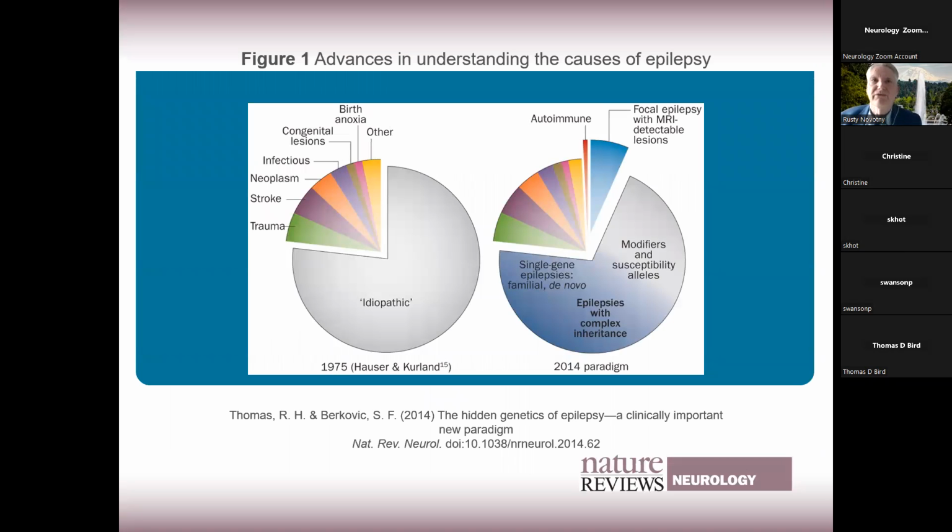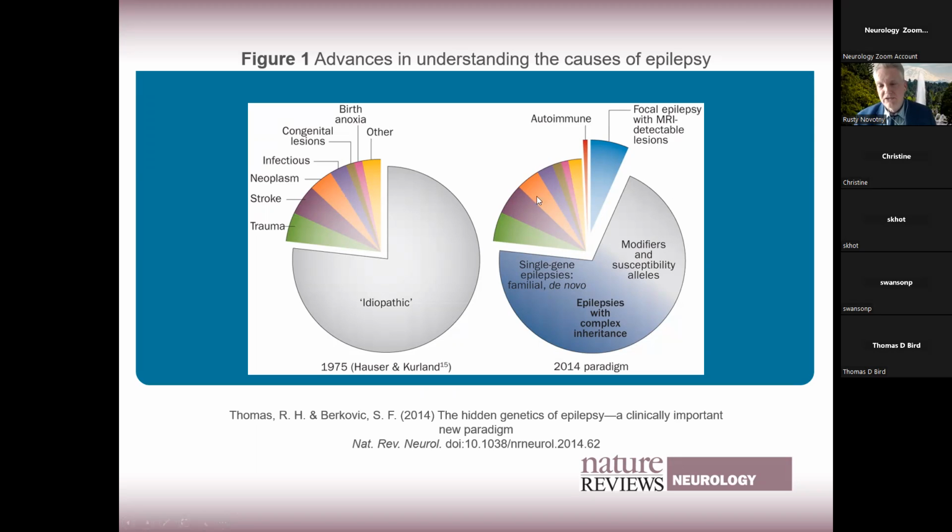This is a great review contrasting the understanding of the causes of epilepsy in the early 70s from epidemiological studies in Hauser, where, again, as I mentioned, a large percentage of patients were identified as being idiopathic. And then stroke, trauma, neoplasms, and infectious disease are certainly very common and more common in the adult population.